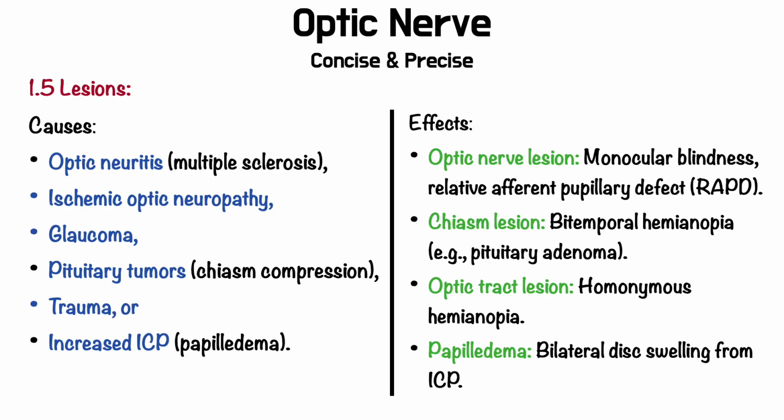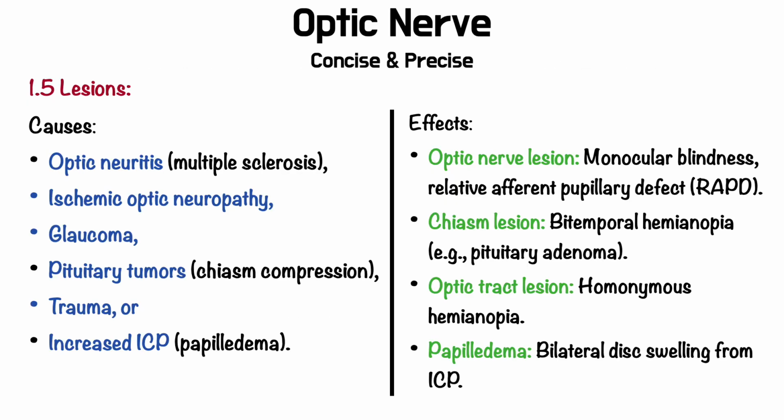The lesions: there are different causes for the lesions and the effects of those causes, right? So the causes can be optic neuritis, as in multiple sclerosis, ischemic optic neuropathy, glaucoma, pituitary tumors, which cause chiasm compression, right? And then trauma or increased ICP, that is intracranial pressure, that will lead to papilledema. You can see this papilledema in fundoscopy.